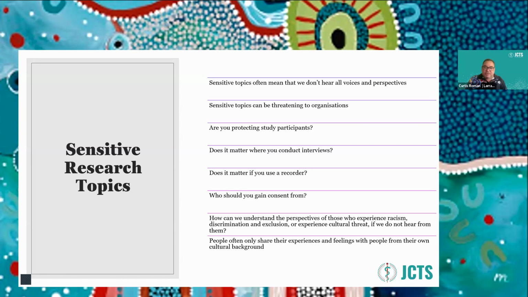So with sensitive research topics, don't rush into them. Talk to people who have experience, researchers in those areas. Look at literature to see how people have done them, and always think about the safety of study participants. What you'll find is there are very easy ways to do them that protect study participants.